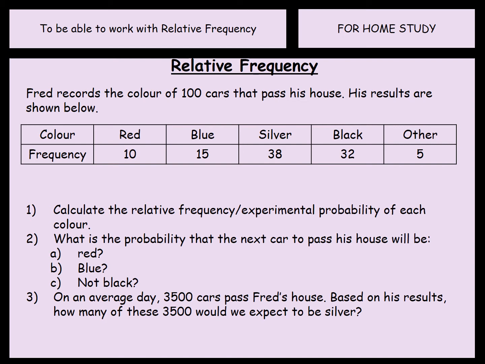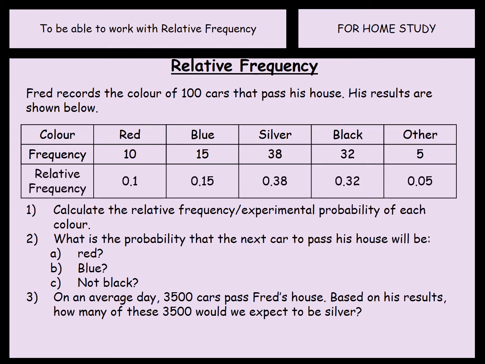Then we're going to work out the probability that the next car to pass his house will be red, blue, and not black, and that is using our relative frequency, our experimental probability that we've calculated in question 1. And then we're going to predict forwards. So question 3: on average 3,500 cars pass Fred's house. Based on his results, how many of these would we expect to be silver? So if you want to pause the video, draw out the table, do as much as you can, and then I will explain the answers shortly.